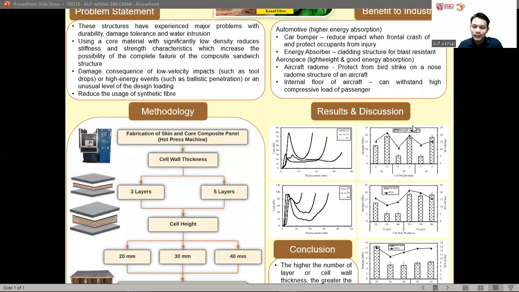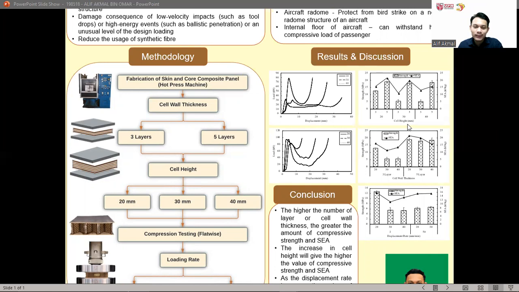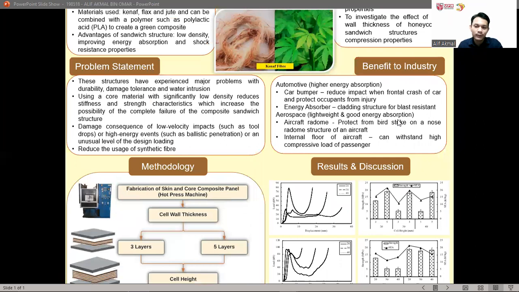So basically, when we increase the cell wall thickness and also the cell height of the sample, it will cause higher energy absorption of the sandwich structure itself. Why is it very important to have high energy absorption in a sandwich structure? Because of its expected benefit to industry.